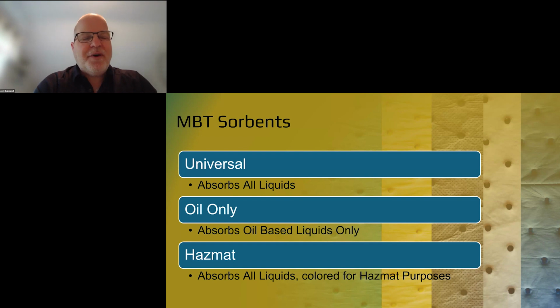Hazmat's a little bit unique, folks. A hazmat product is usually color coded, in our case green or yellow. It does everything a universal would do. In fact, it is universal in nature, but it's color coded. A lot of times, customers want their employees to know that if there's a spill and the absorbents are that different color, it means stay away. It could actually be hazardous, other than just a slip and fall. The product's exactly the same as a universal. It's just color coded for hazmat.